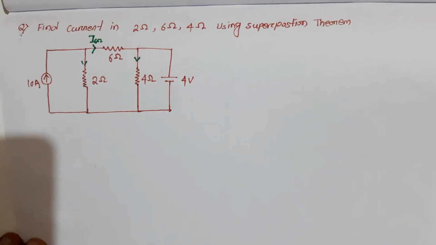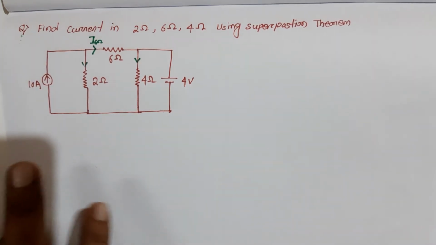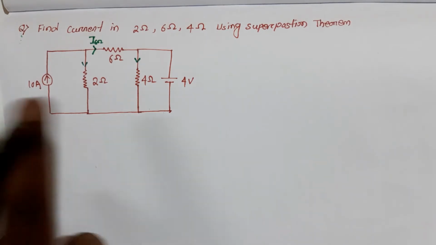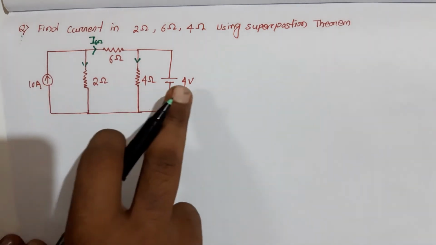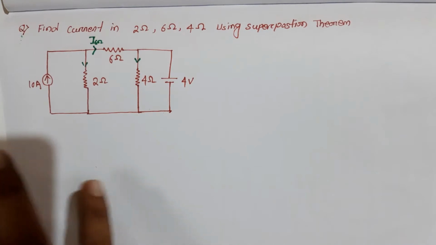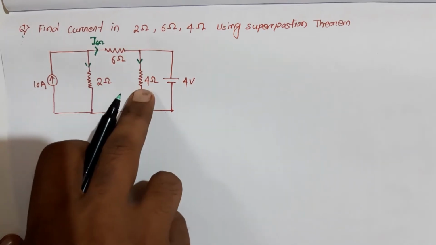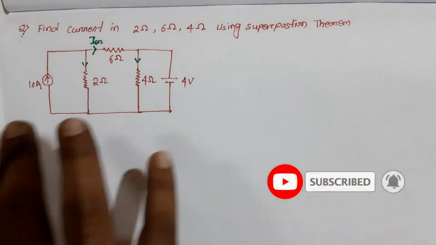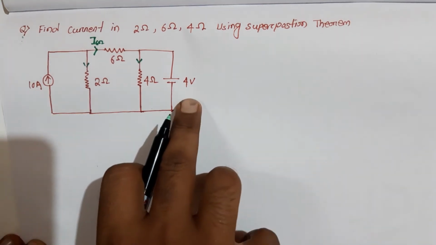Today we are going to solve a problem related to the superposition theorem. In our previous video, we solved a problem whose circuit contained two voltage sources, but in this case, the circuit contains one current source and one voltage source. Here the question is: find the current in the 2 ohm resistor, 6 ohm resistor and 4 ohm resistor using the superposition theorem. Here we are going to discuss how to approach the superposition theorem if a current source and a voltage source are present.